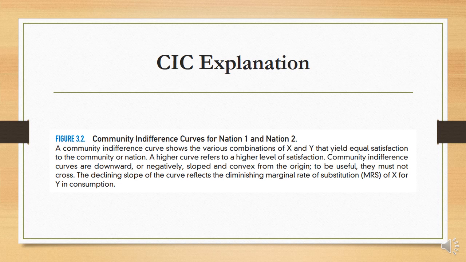A community indifference curve shows the various combinations of X and Y that yield equal satisfaction to the community or the nation. A higher curve refers to a higher level of satisfaction. Community indifference curves are downward or negatively sloped and convex from the origin. To be useful, they must not cross. The declining slope of the curve reflects the diminishing marginal rate of substitution, MRS, of X for Y in consumption.